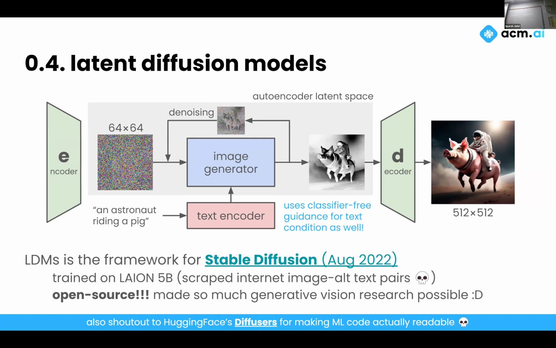Because making it open source means that ML scientists can do so much with this model and play around with it and find all sorts of things, like controllable generation and stuff like that.